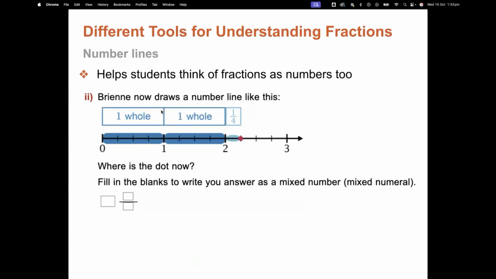And see here we are showing a mixed number on a number line. And you can use this for the conversion. So see here I've got 1 whole, 2 wholes, and 1/4. That's 2 1/4. But also I know that each of the wholes is divided into 4 parts. So here I've got 1/4, 2/4, 3/4, 4/4, 5/4, 6/4, 7/4, 8/4, 9/4. So I know now that 2 1/4 is the same as 9/4.